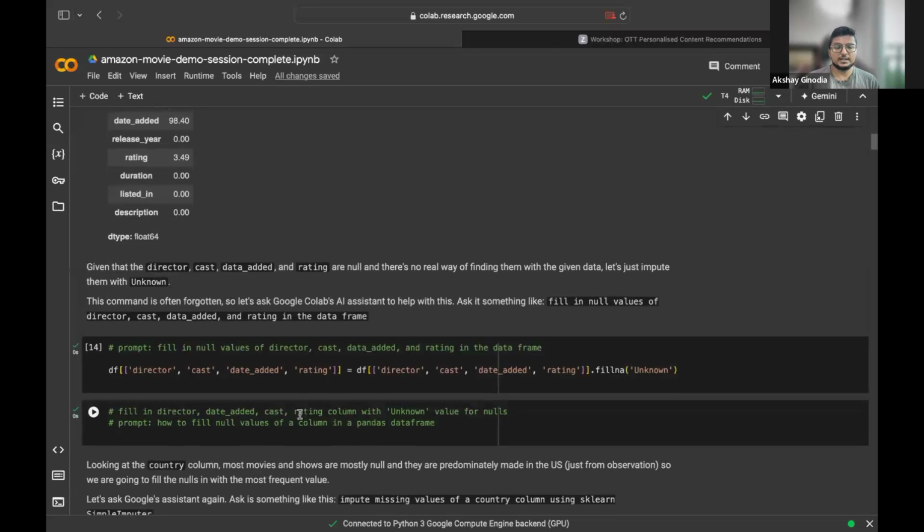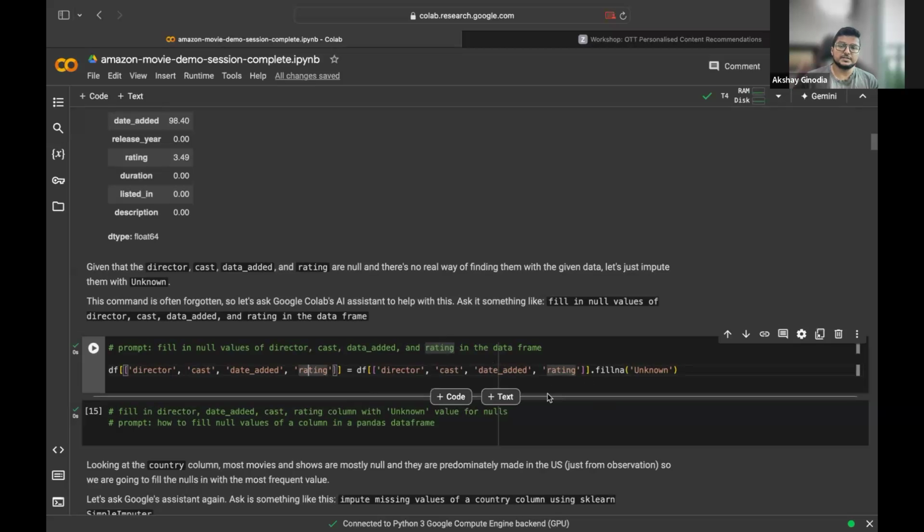So the way we are going to handle it is, we're going to take a logical approach. For example, director, cast, date added, and rating. For these 4 columns, I cannot logically figure out who the director, cast, date added, or rating is. Okay. And because of that, we are going to replace missing values with the term unknown. So this is not null. This is a text saying the director is unknown, the cast is unknown, the date added is unknown, right?